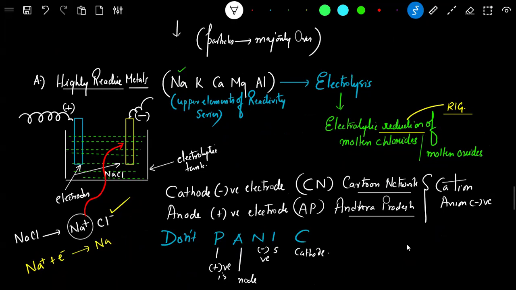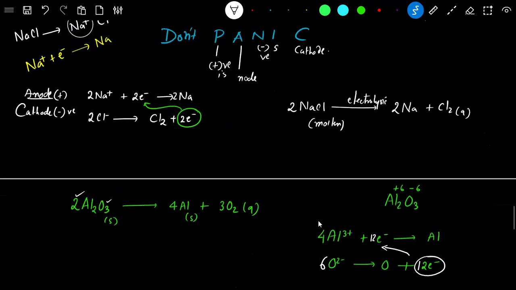And remember, the metal is always formed at the cathode, and this is reversed. So this reaction is the reaction which is happening at cathode. And at cathode always reduction takes place. कैसे reduction? Gain of electrons. And this reaction is happening at anode. बस.